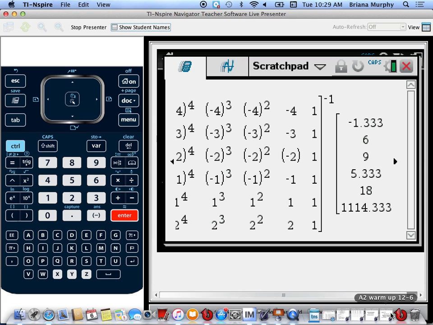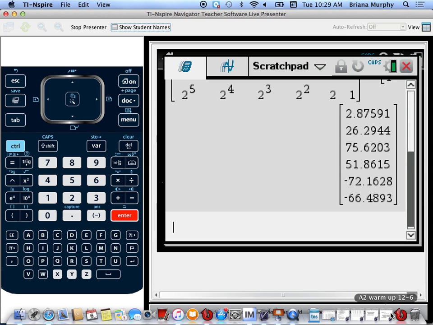And I'm going to get this: 2.87591, 26.294, 75.6203, 51.8615, negative 72.1628, and negative 66.4893. So if you get something like this, I would round it. I'm just going to round it to 3 decimal places because that's what my original points were. They gave me 3 decimal places.